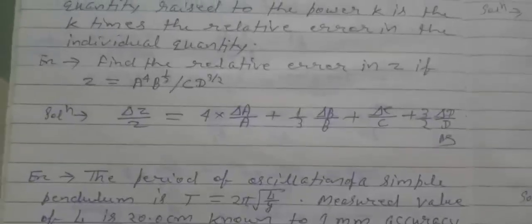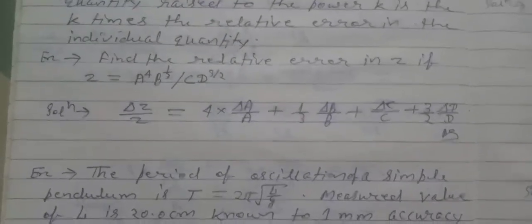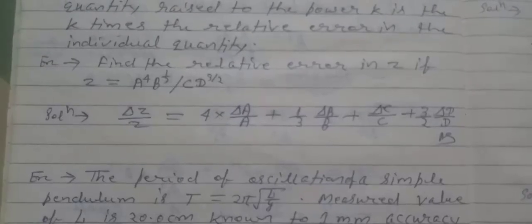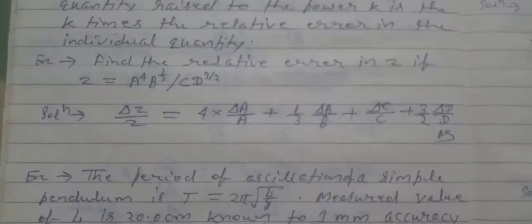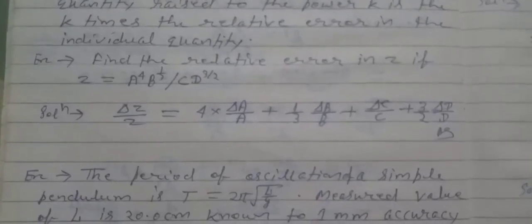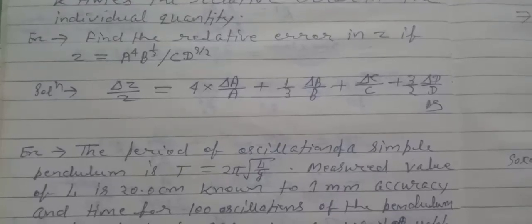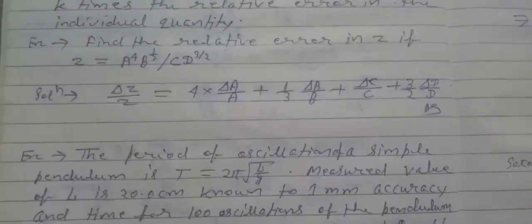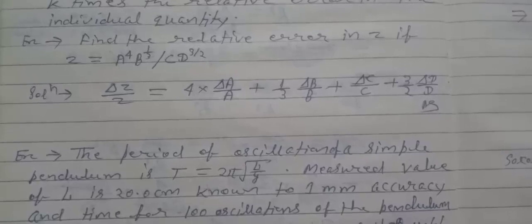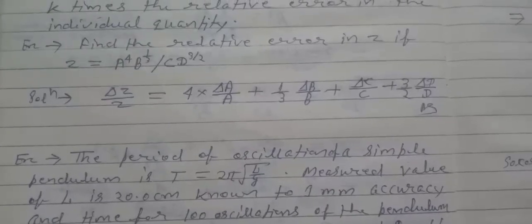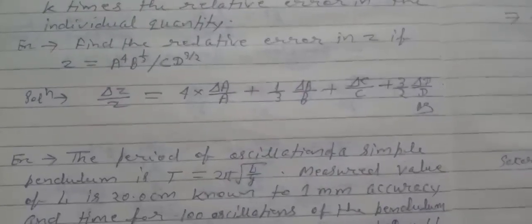Example: find the relative error in Z if Z = A⁴ B^(1/3) / (C D^(3/2)). Solution: ΔZ/Z = 4 ΔA/A + (1/3) ΔB/B + ΔC/C + (3/2) ΔD/D. Answer.